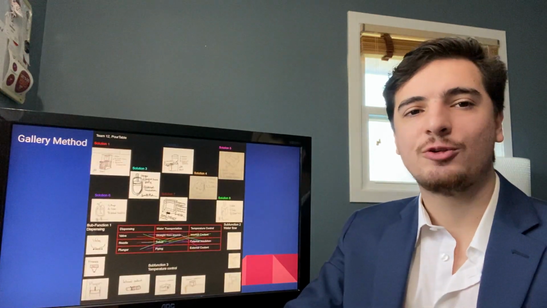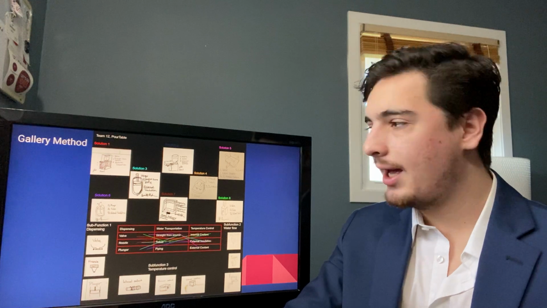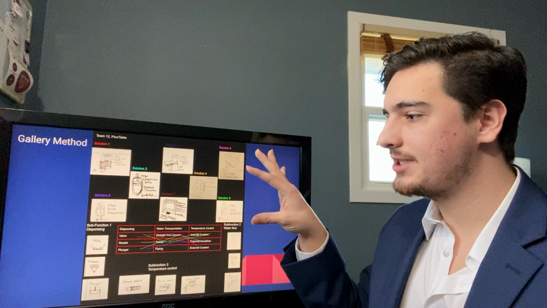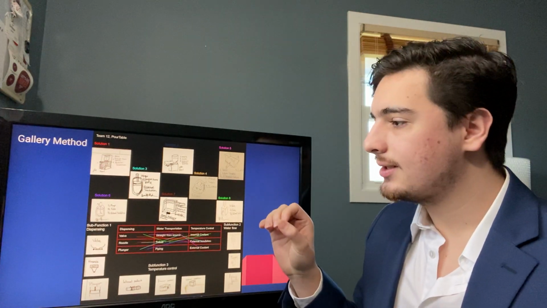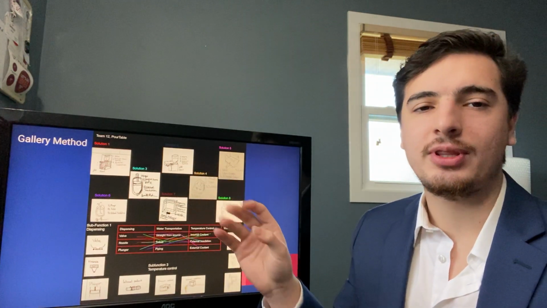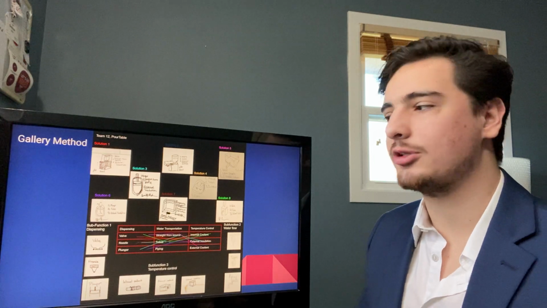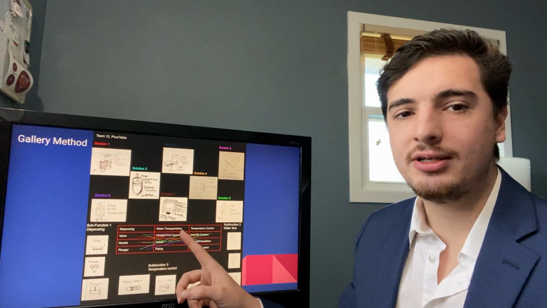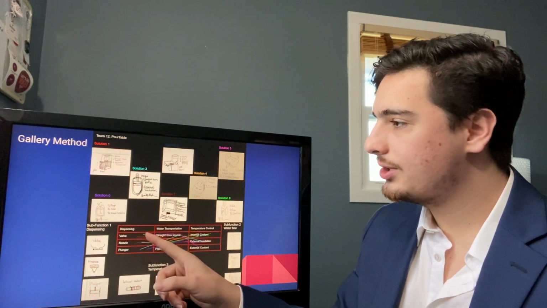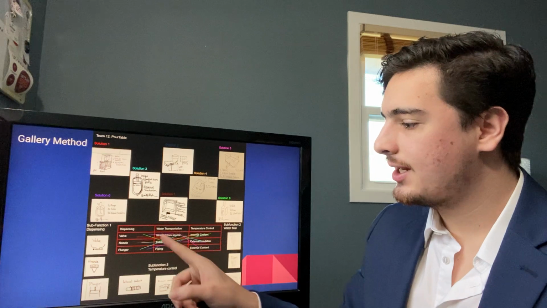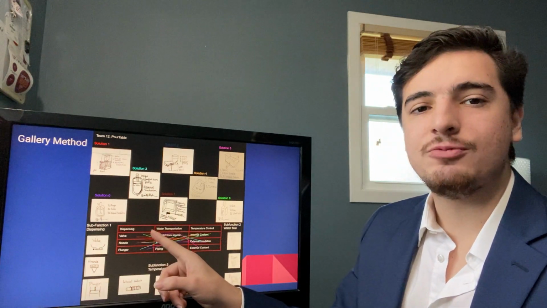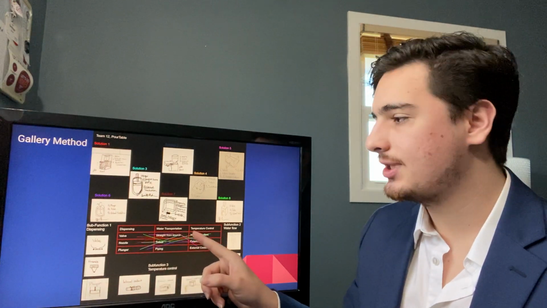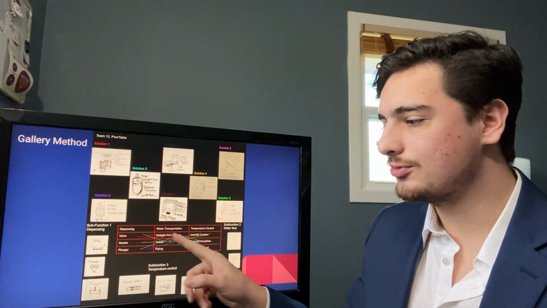So this is our gallery method poster, and you can see up here are all of the concept solutions that our team came up with, and we organized it better based on the feedback that we received from our original. We also have the combination table down here, which now is color-coded with each one of the solutions, and we have lines showing which one of the different solutions for the sub-functions these solutions use.